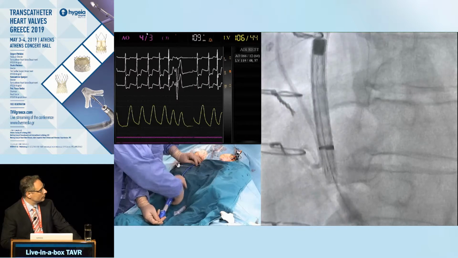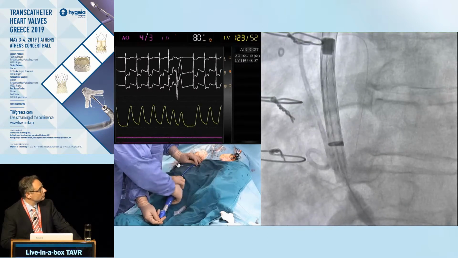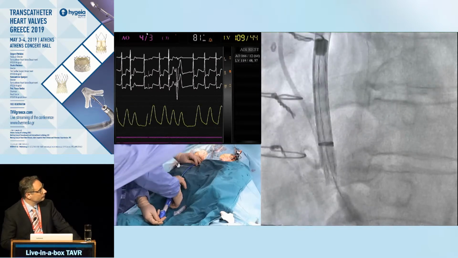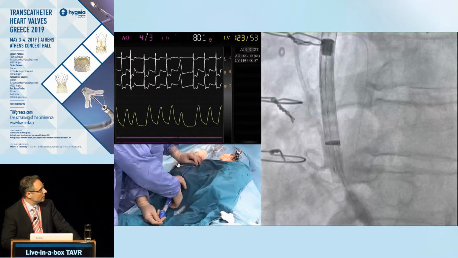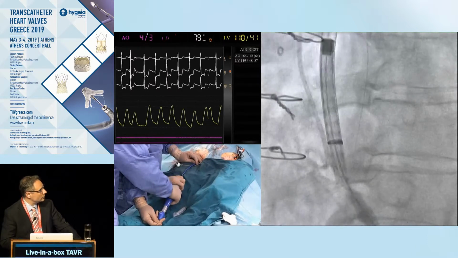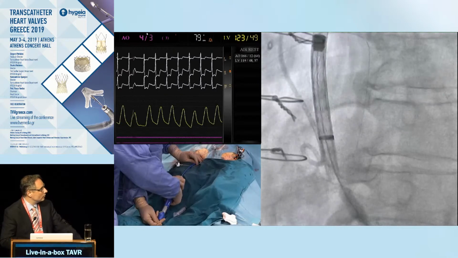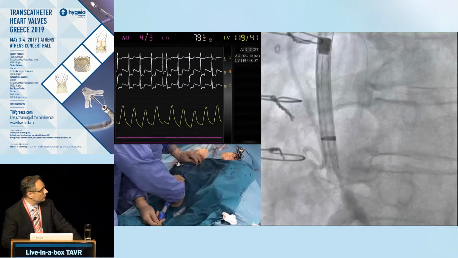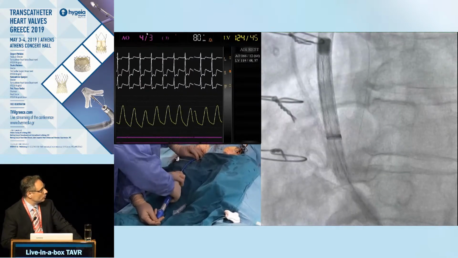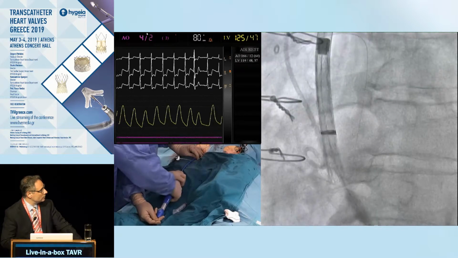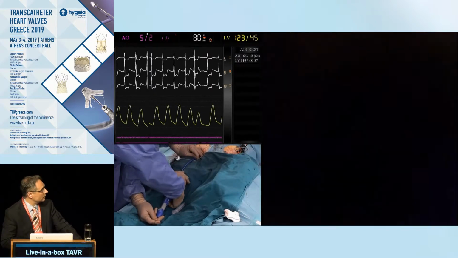We need also the pigtail as a marker. We try to stabilize the valve and to control the tension. And then we start slowly releasing and deploying the valve. You see slowly the flare coming up.